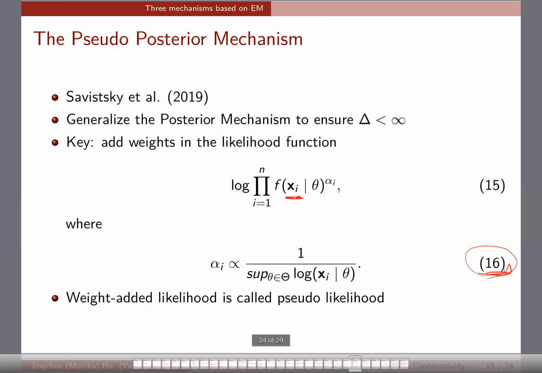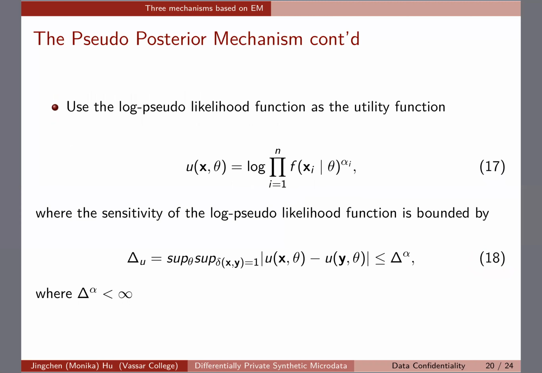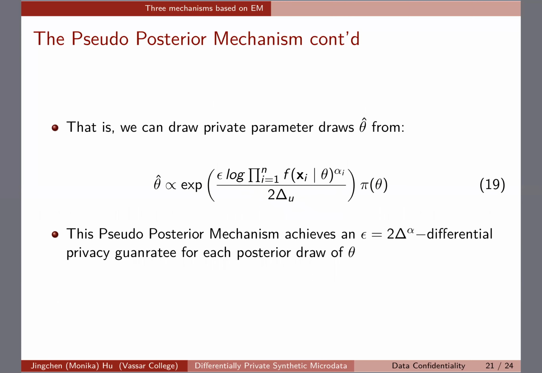And then we realized that actually the pseudo likelihood idea can also be turned into differential privacy. We showed in equation 17 how you use it as a utility function. We also showed that it's bounded by this delta alpha, and we make sure that delta alpha is bounded, okay? So all of this sounds a little bit vague, but in the end we are able to simulate and draw a private parameter draw theta hat from equation 19, okay? This is where we replace the utility function u with the log pseudo likelihood. And just like the posterior mechanism, the pseudo posterior mechanism also achieves 2 times delta. In this case, we label it with alpha because it's the weighted version.